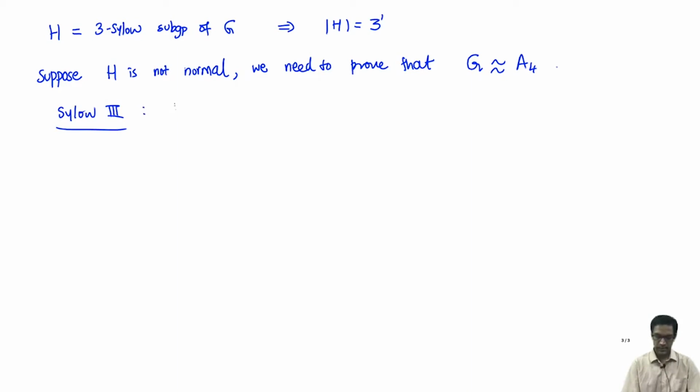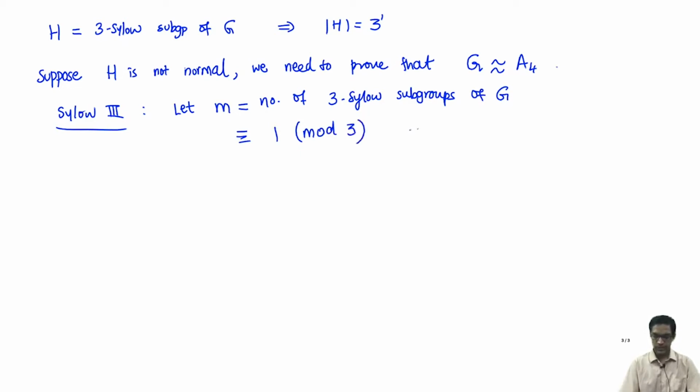What does this say? It talks about the number of 3 Sylow subgroups. So let M denote the number of 3 Sylow subgroups. What the third Sylow theorem says is that this number is congruent to 1 modulo 3. What that means is that it can take one of the following values: it can be 1, 4, 7, 10, etc. It's one of these possible numbers congruent to 1 modulo 3.